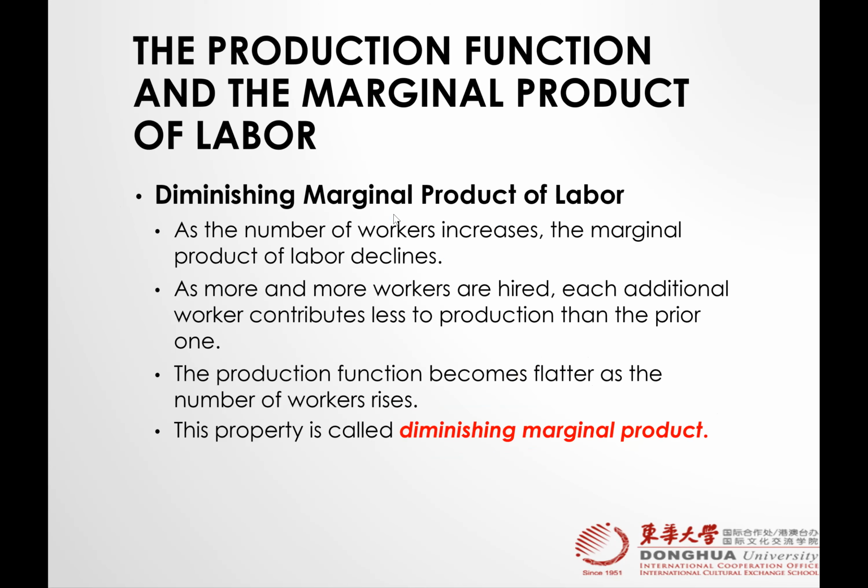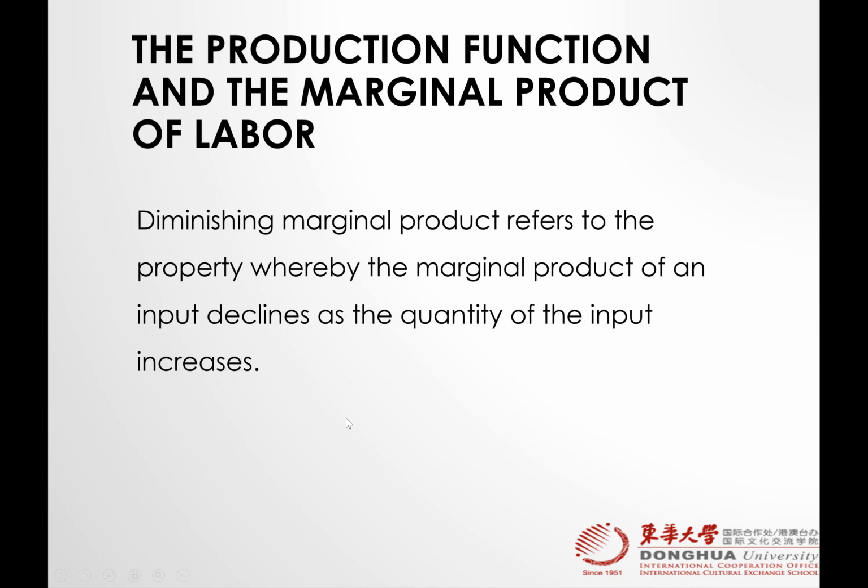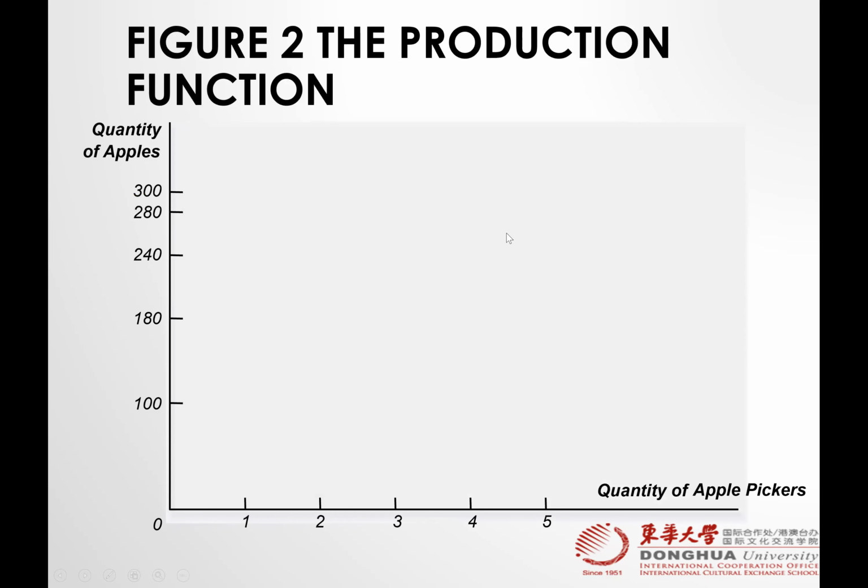If you draw the production function, it would look like in our next slides. But before that, the tagline here is that diminishing marginal product refers to the property whereby the marginal product of an input declines as the quantity of input increases. Basically, they are saying that the total output is increasing at a decreasing rate. So here we go. This is the production function graph, which shows the relationship between output and the input.